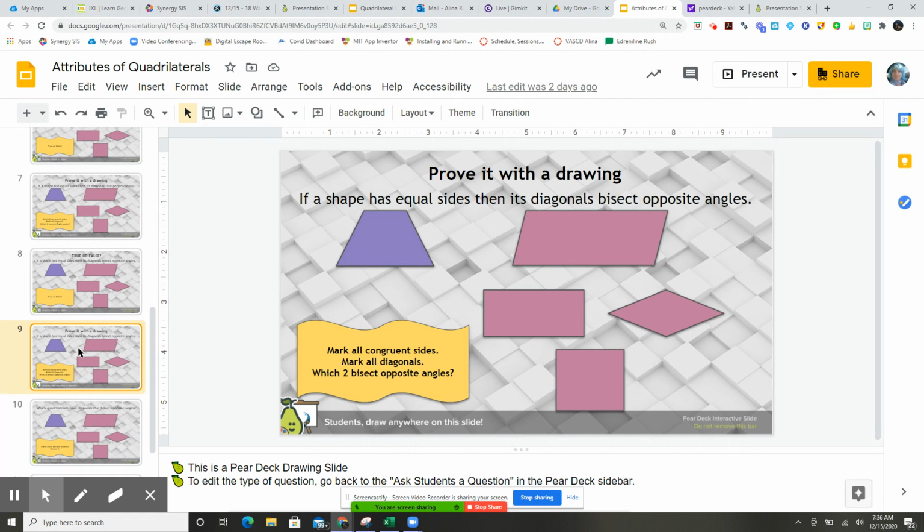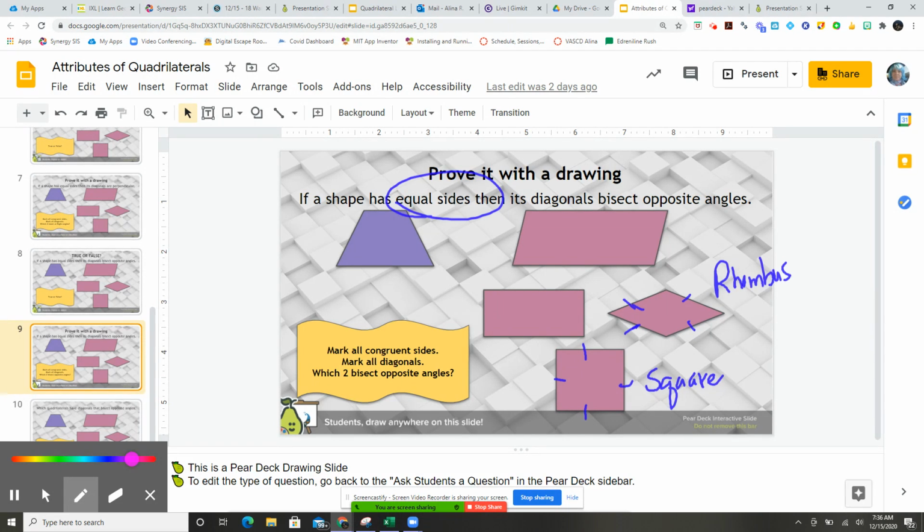If a shape has equal sides, so we just did that in the last one, equal sides. We're still talking about the square and the rhombus, right? So mark those, square and the rhombus. I'm going to run out. Here we go. Then its diagonals bisect opposite angles. And this is what I messed up on Friday. So I want to make sure this is super clear. If I have equal sides, then the diagonals bisect opposite angles.